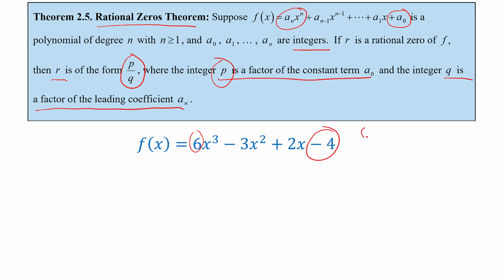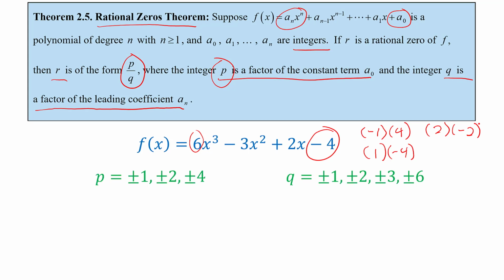So if we take negative 1 times positive 4, we get negative 4. If we take 1 times negative 4, we get negative 4. If I take 2 times negative 2, I get negative 4. So let's look at the possible values for p here: plus or minus 1, plus or minus 2, plus or minus 4.